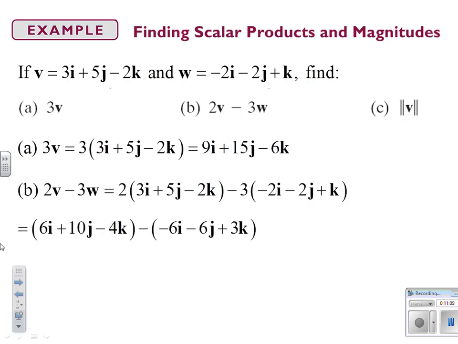So I get 2 times 3i is 6i, 2 times 5 is 10j, 2 times negative 2 is negative 4k. I'm going to subtract it from 3 times negative 2 is negative 6, 3 times negative 2 is negative 6, and 3 times k is 3. 6 plus 6 is 12, 10 plus 6 is 16, and negative 4 minus 3 is negative 7.